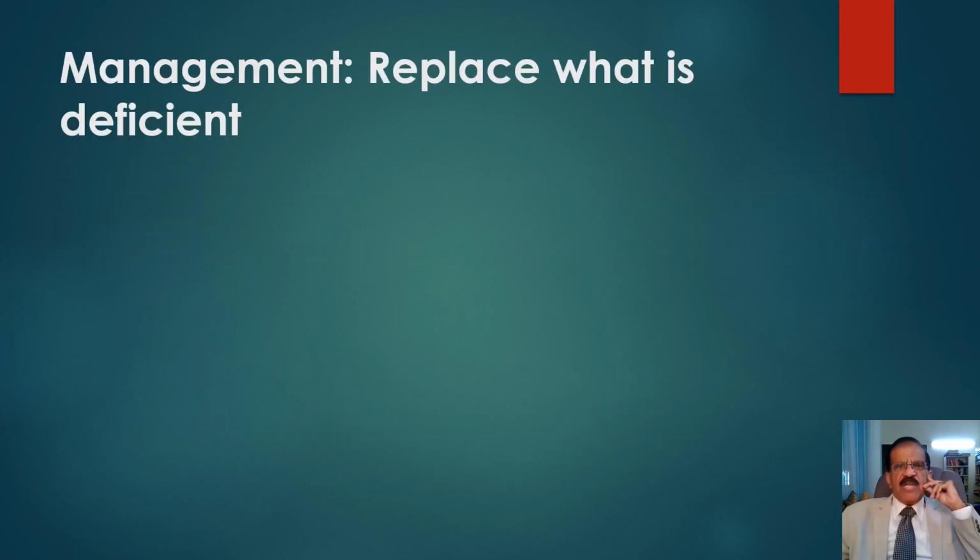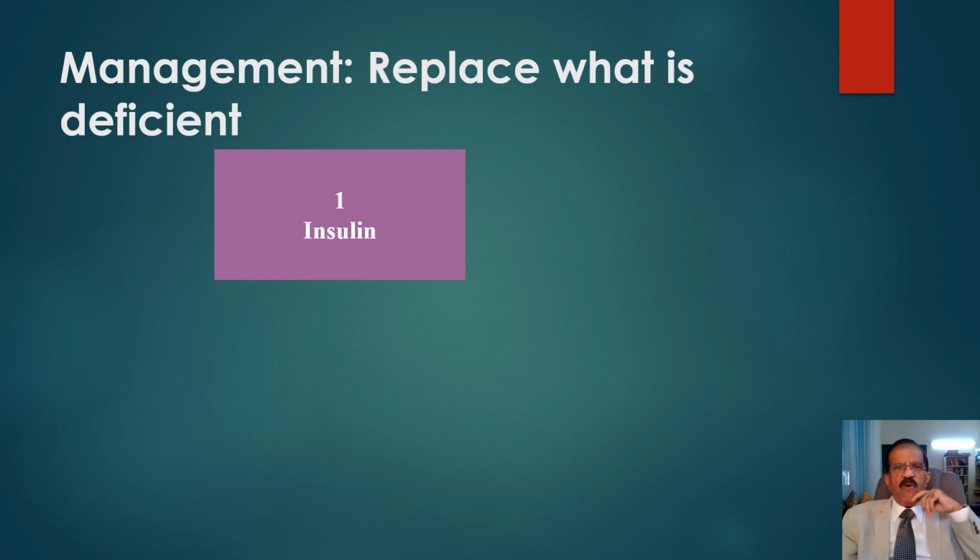Now, management is based on one basic principle, that is, replace what is deficient. In the last lecture, we identified some of the things which are deficient, and I think we will identify them again today, and then we will develop a strategy for how to replace them, and hopefully by that the patient will recover. First of all, there is deficiency of insulin.